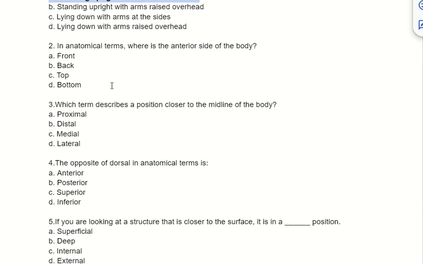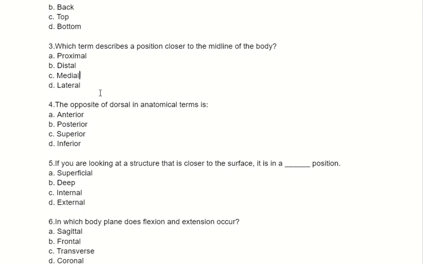In anatomical terms, where is the anterior side of the body? Is it A, front, B, back, C, top, or D, bottom? So where is the anterior side of the body? And if you guessed A, front, you would be absolutely correct.